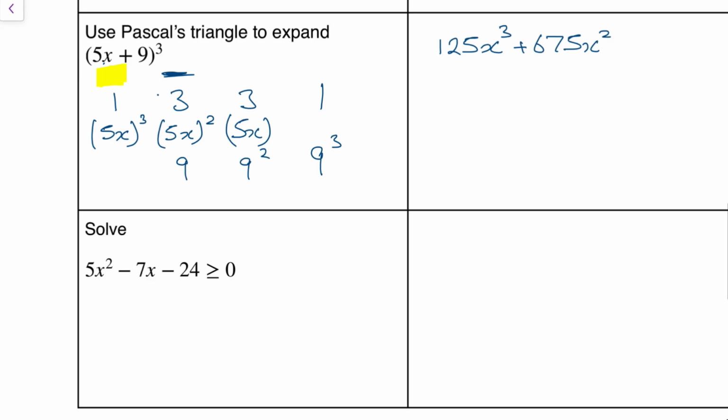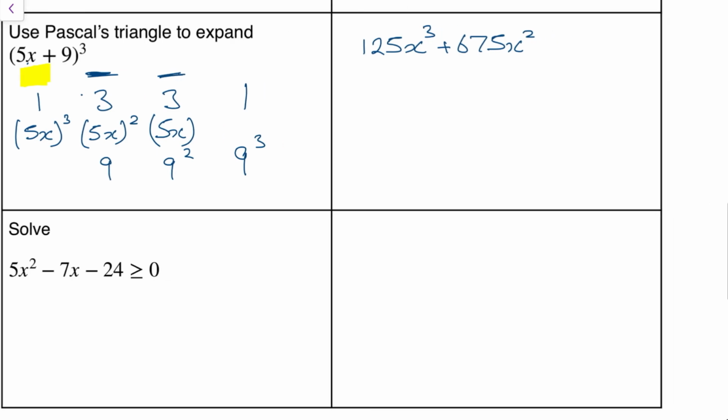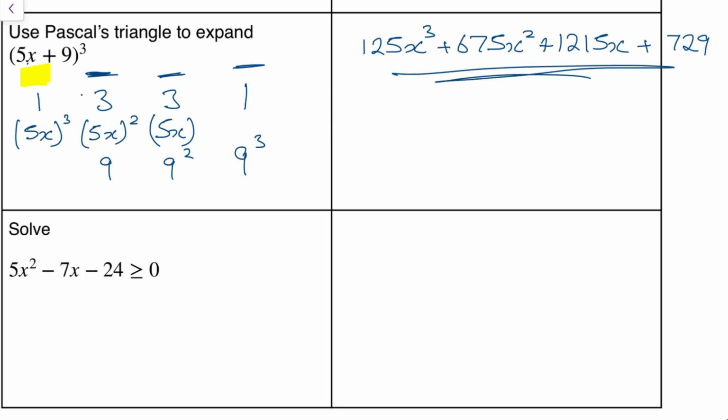Okay. The third one, so I'm now looking at this one here, is going to be 3 times 5, well that I can do, times 81, okay, back to calculator, which is going to give me 1215x. And the final one is going to be 9 cubed, and actually I do know what that is, which is going to be plus 729. And that is it, question done.